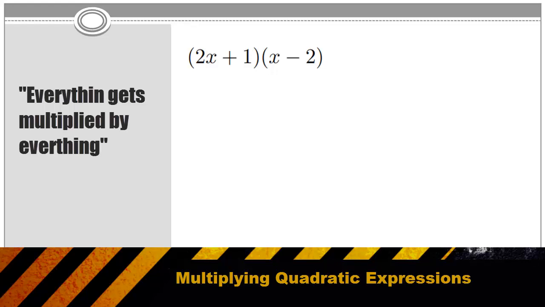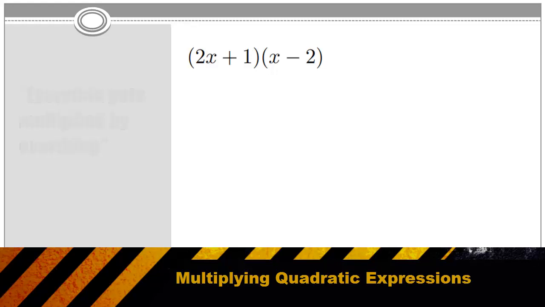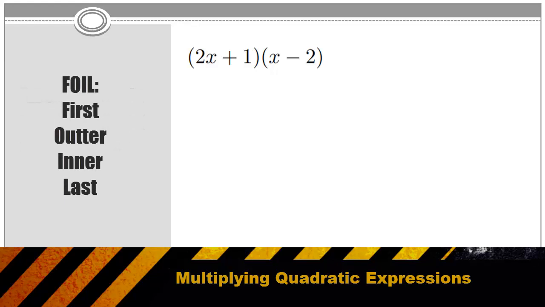To make our lives a bit simpler, and to make sure our answers are all in the same pattern, we create the system known as FOIL, which stands for first, outer, inner, last. And that's the way you should multiply your quadratics.